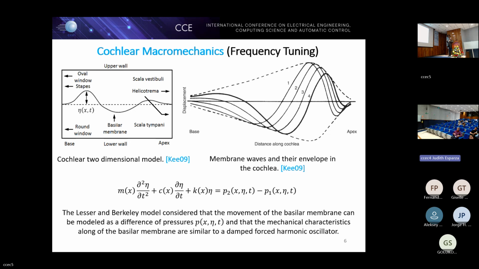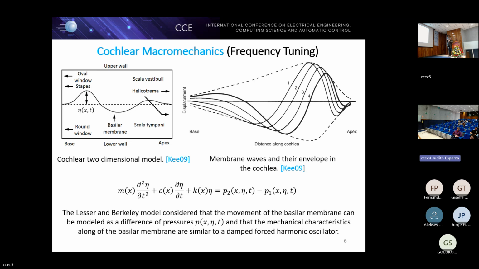What is the cochlear macromechanics inside of the inner ear? This is a schematic of this element. This part corresponds to the oval window and the round window. The stapes is here, the bone that introduces the mechanical energy inside of the cochlea. This part is the helicotrema.